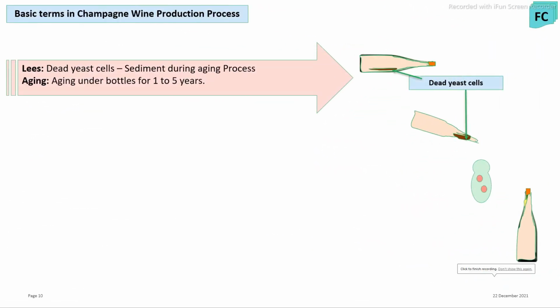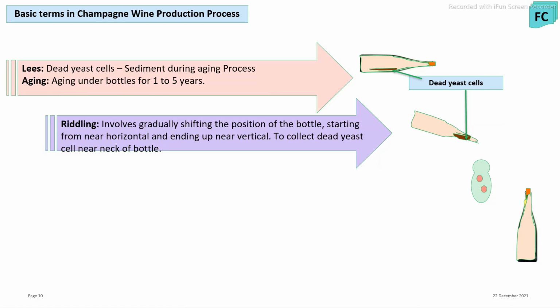The basic terms in the sparkling wine production process: first, lees. Lees means the dead yeast cells. During the aging process, the dead yeast cells settle as sediment at the bottom, and this is called lees. Aging means the maturation of the wine inside the bottles, required for 1 to 5 years.